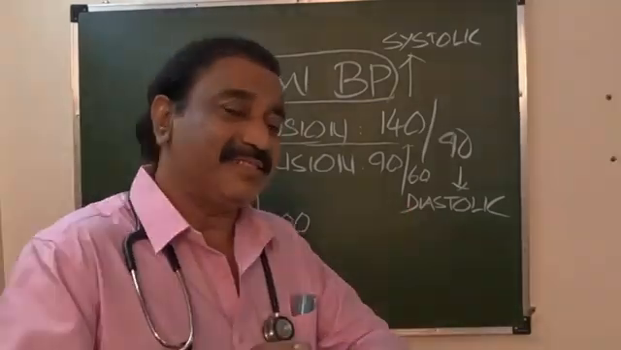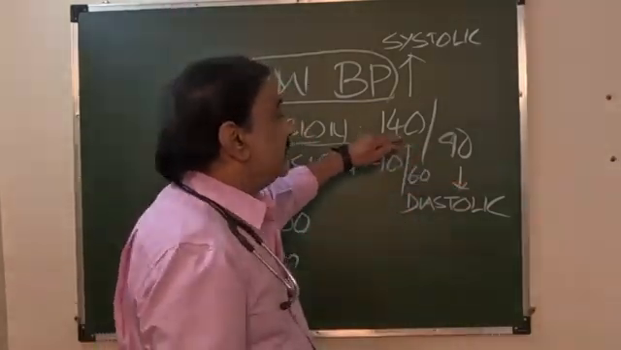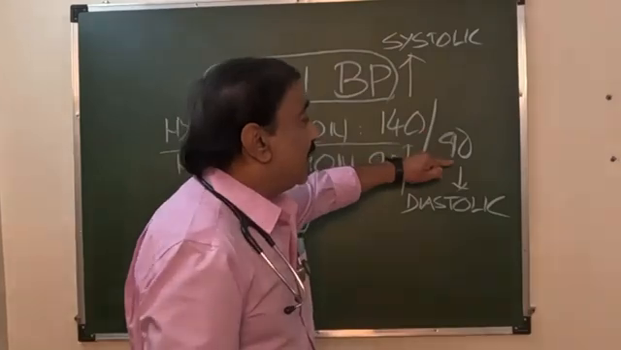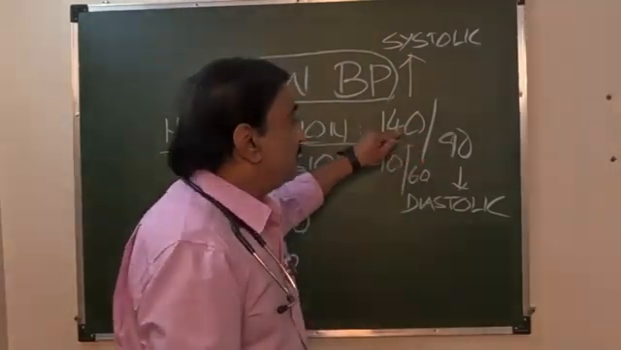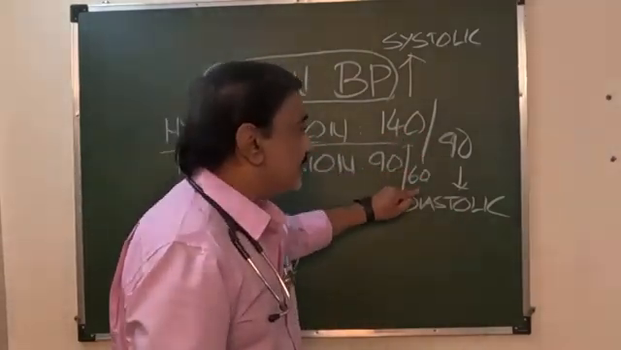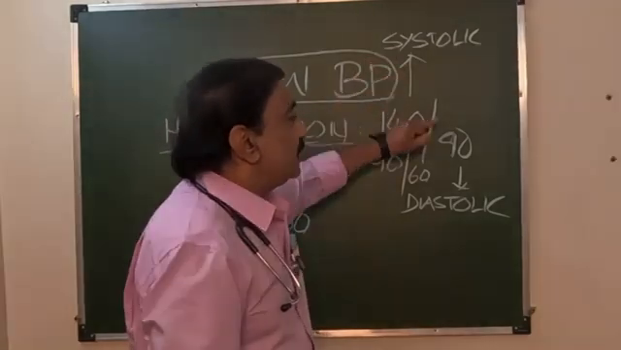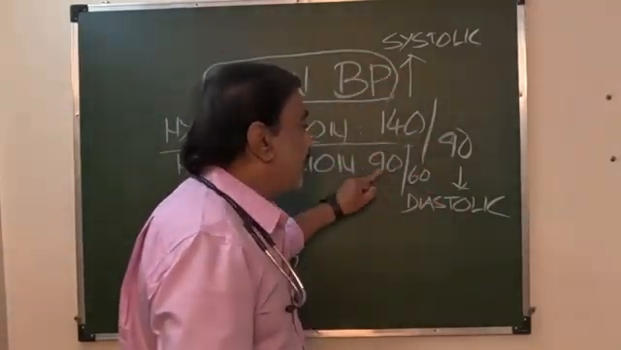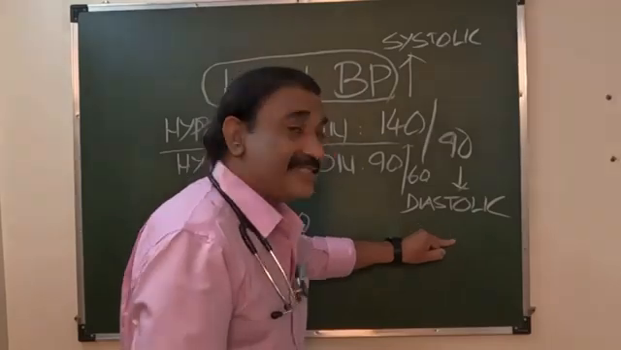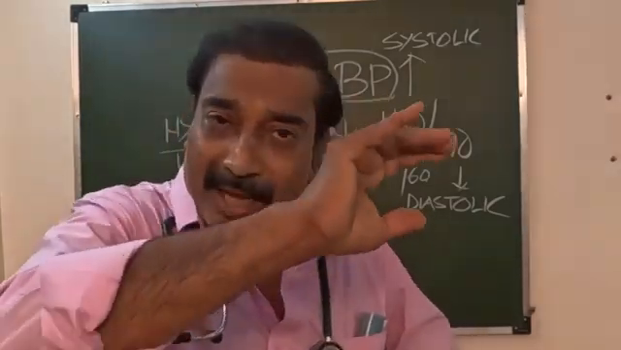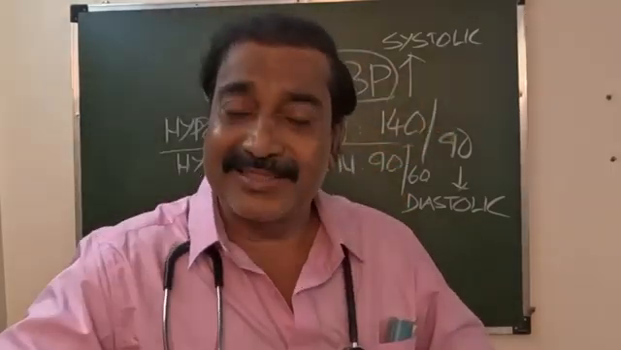But some patients, see, here I want to tell you one thing. In 140 by 90, the 140 is called systolic and 90 is called diastolic. Similarly, in 90 by 60, 90 is systolic and 60 is diastolic. The upper one is systolic, the lower one is diastolic.